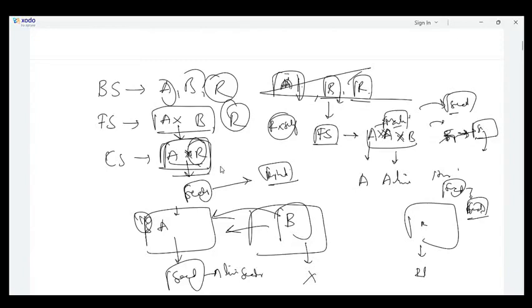Is that clear? Why is it A into R in case of certified seed, and why is it A into B and R in case of foundation seeds, and why is it A, B, R? At least once you have to create the A line separately, B line separately, and R line separately. Once you have created them, it is just maintaining until certified seed production.